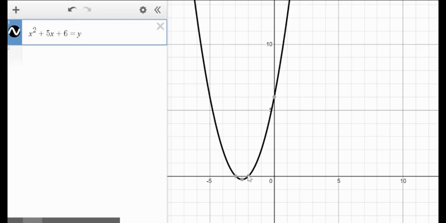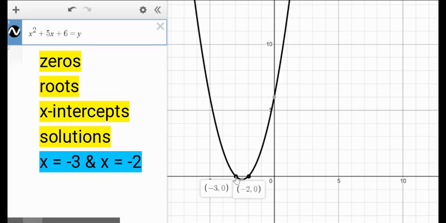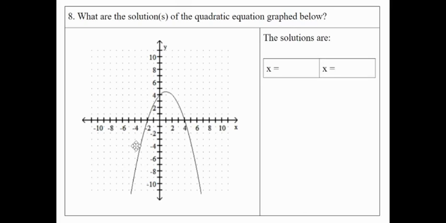Okay, let's take a look at our zeros. Here we have one zero, and here's the other zero. Again, these are called zeros, roots, x-intercepts, solutions. And our answers are negative 3 and negative 2. Okay, and I'm going to let you figure out the factoring on your own. So take a screenshot, put the screenshot in, and your answers are negative 3, negative 2.